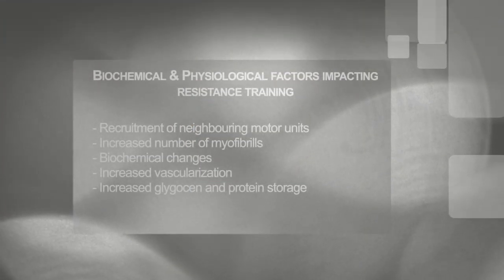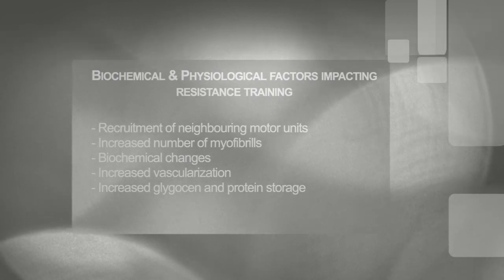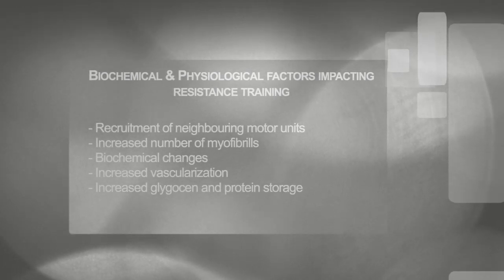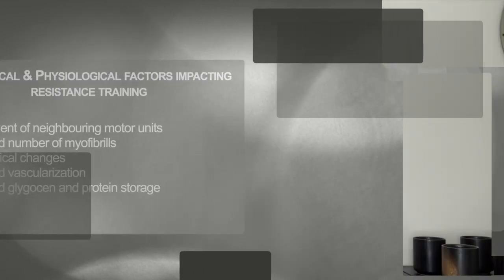And here's something you probably didn't know. Increasing muscle strength and power depends on five factors. Five biochemical and physiological factors which we can stimulate with resistance training. I'm going to read from this paper here because they are quite complex to remember, honestly. But they're interesting, and they are: recruitment of neighboring motor units, increased number of myofibrils, biochemical changes affecting the enzymes of energy metabolism, increased vascularization, and increased glycogen and protein storage in muscle. If you know anything about strength training, you will probably know what this means. If not, I'm going to have to cover that in another video later.